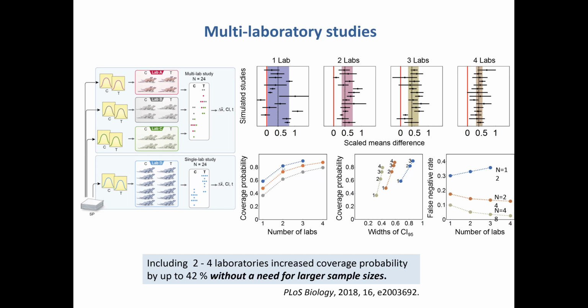But if you make multi-lab studies with only 2 labs, it's already above 0.8. And with 3 labs, it's approaching 0.9. So it's much more likely that you get reproducible results. It comes, of course, at a cost, and the cost is that your overall confidence interval is a little bit wider. So that's the trade-off that you have. You are less certain about your estimate. You have a slightly larger confidence interval, but you're gaining a lot in coverage probability. Okay.